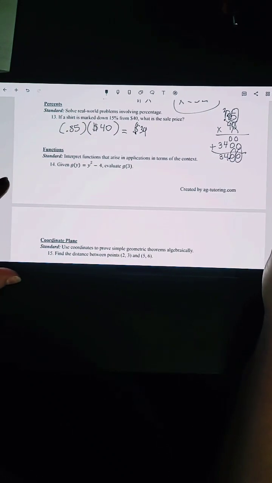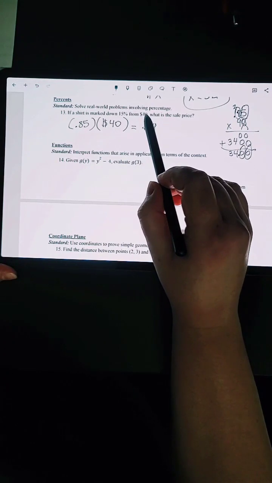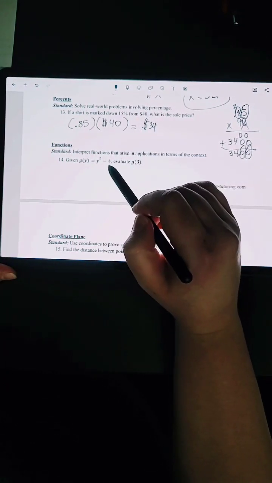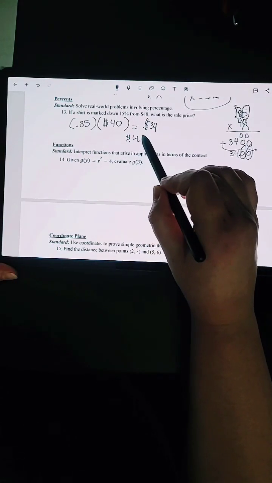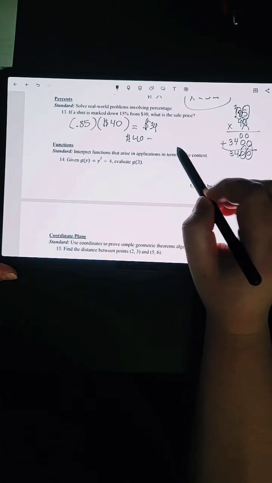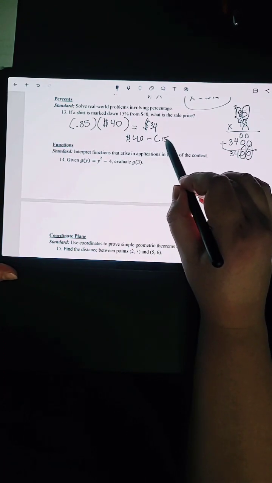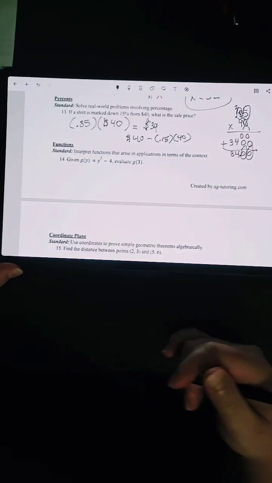Now that's the first way to do it. The other way that you could do it is you could say, okay, I'm going to find out what 15% of 40 is, and then I'm going to subtract that from 40. So you can do that as well. You can say, okay, I'm going to do $40, and then subtract whatever the discount is, what is being marked down, which is going to be 15% of 40. So either way, both work.